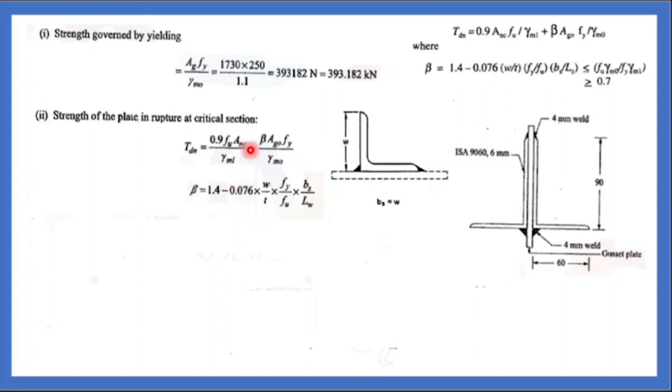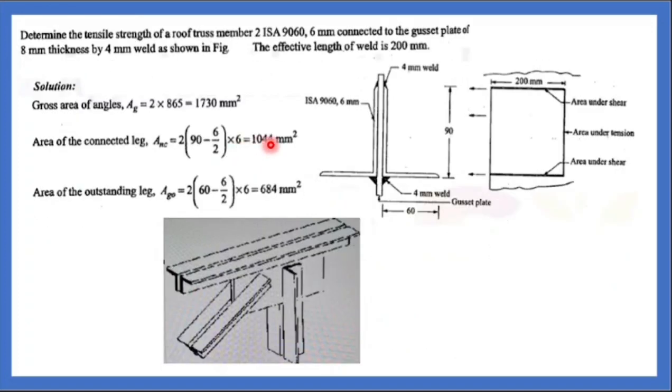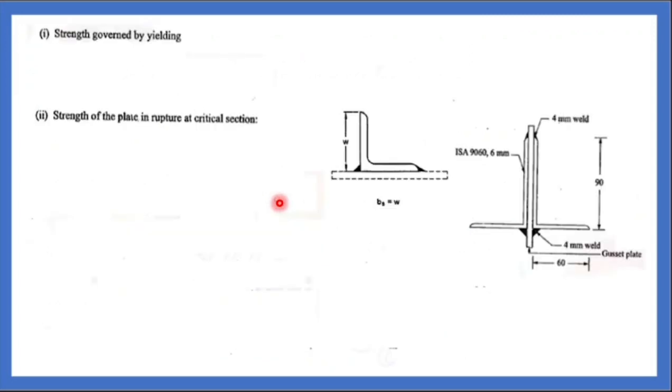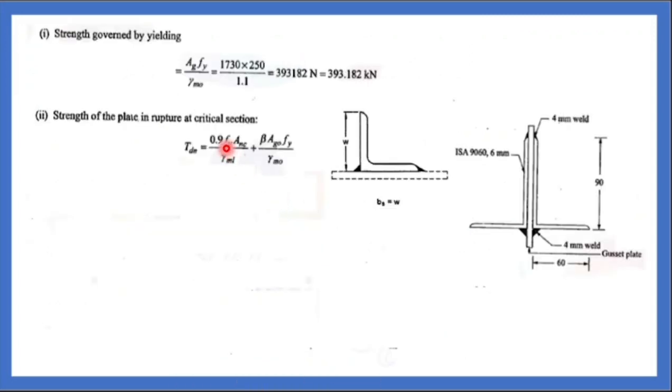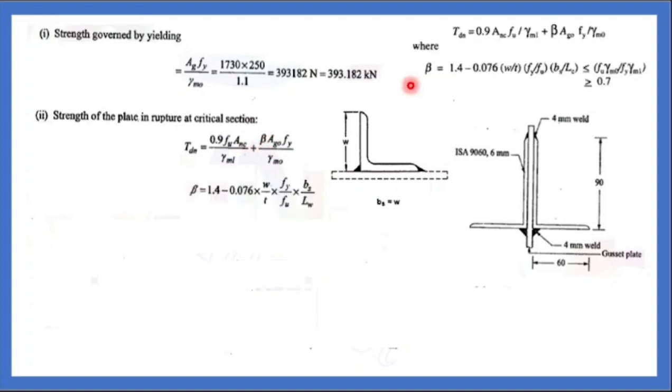Now what is Anc? The net area of the connecting leg. The area of the connected leg is 1044, and the unconnected leg is 684. Now you substitute this: Fy is 250, connected leg is 1044, gamma is 1.1. Now beta, how to find beta? Given this formula, 1.4 minus 0.076 w/t times Fy/Fu times bs/Lc. They have given it in this code book.